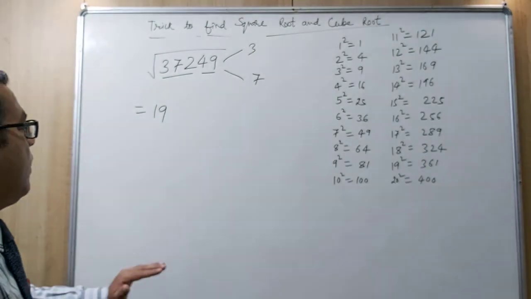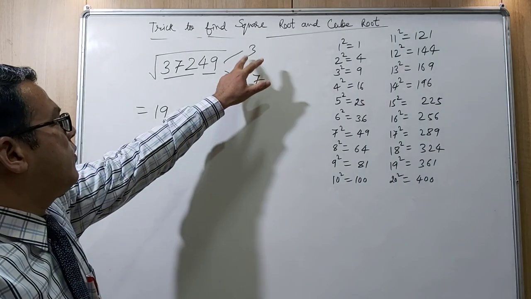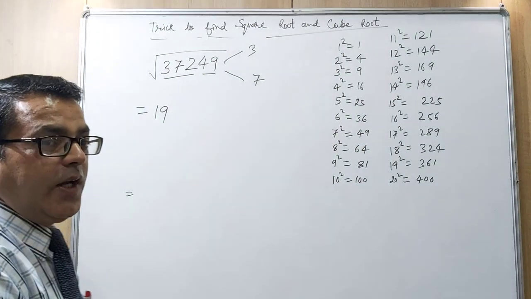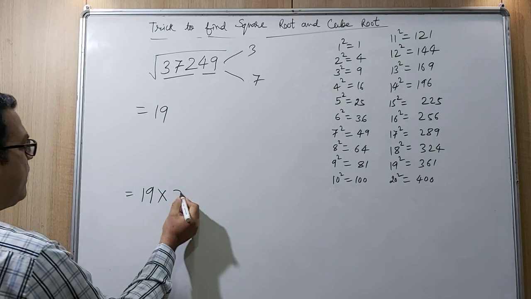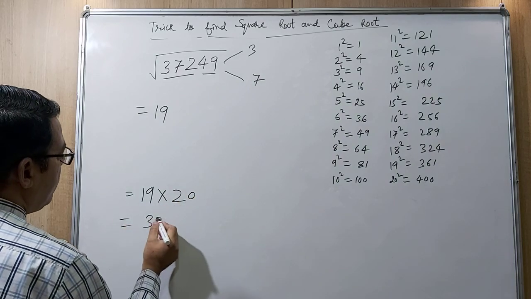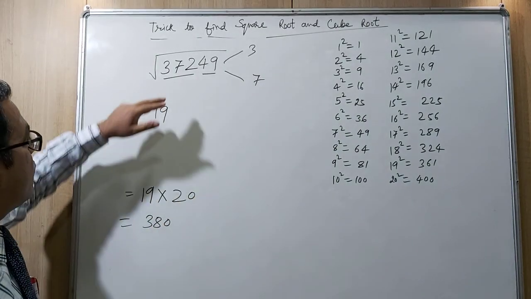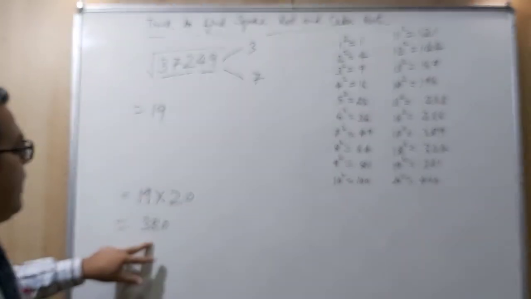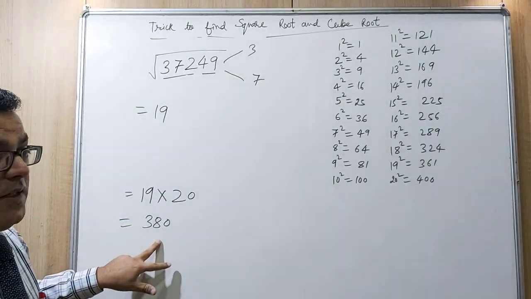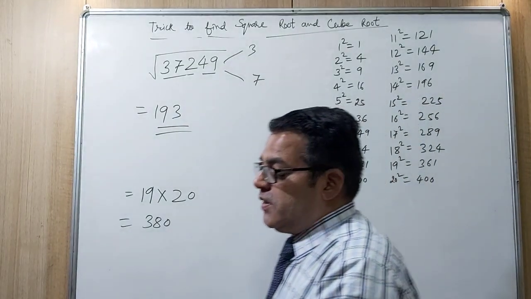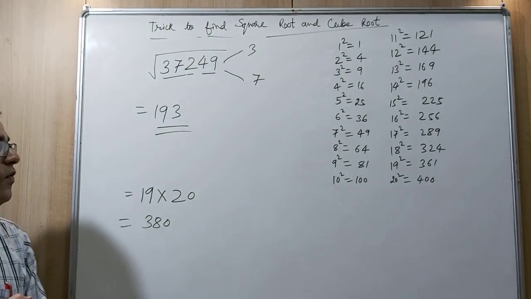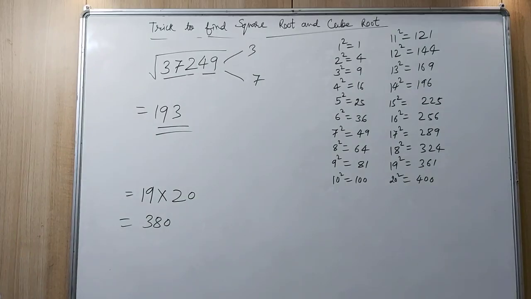Right? Now to decide which digit from 3 and 7 we can take, another formula we will use here. 19 into the successor of 19, that is 20. So after multiplying we have 380. So compare this 372 with 380. 372 is less than 380. So the lesser value means 3. So this is your answer. So 193 is the square root of 37,249.